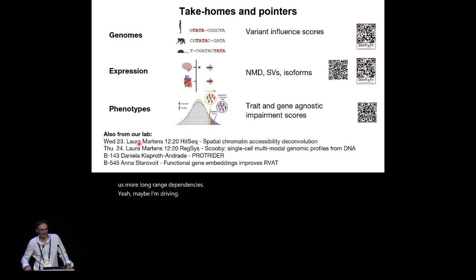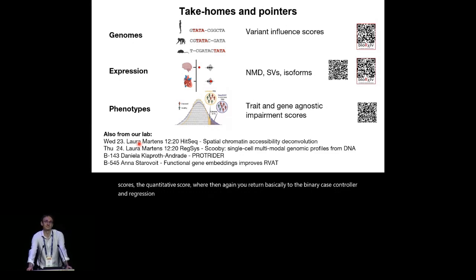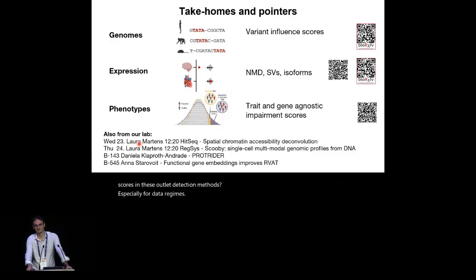Number 2. Bonjour, Julien. Thank you for the nice presentation. I was wondering, in the beginning, you showed that these outlier detection methods are better to find extreme cases compared to case control. And then you showed the gene impairment scores as a quantitative score, where then again you return to the binary case control or regression setting. Do you think there might be an opportunity to use the gene impairment scores in these outlier detection methods, especially for low data regimes? To use what?